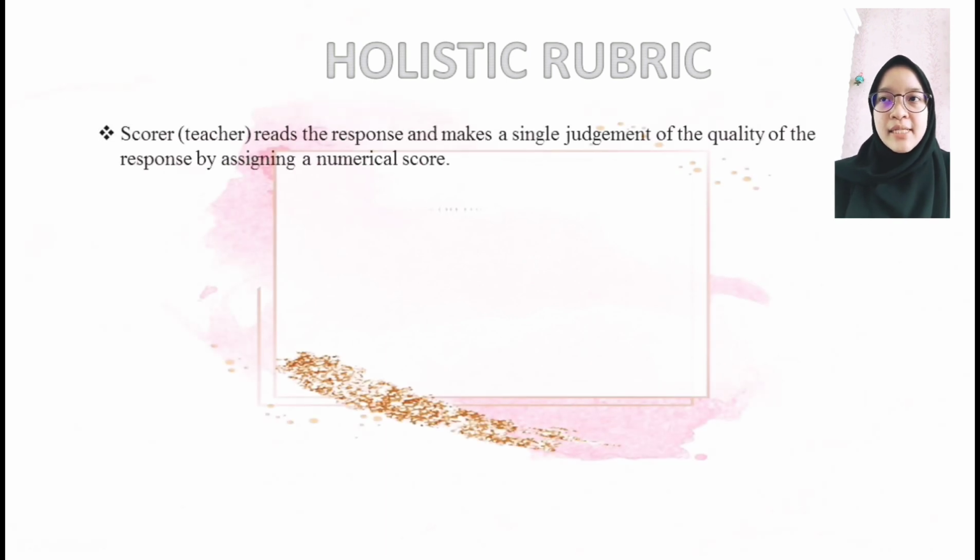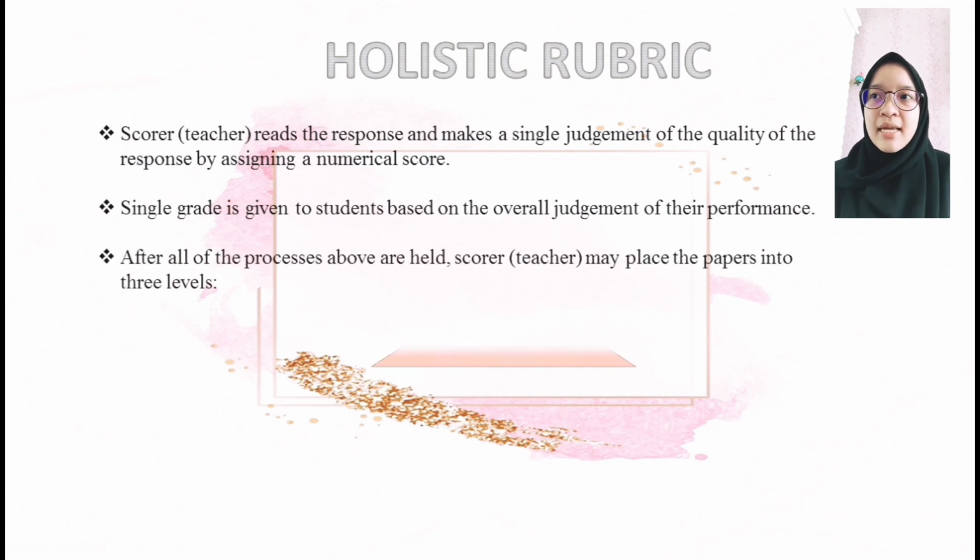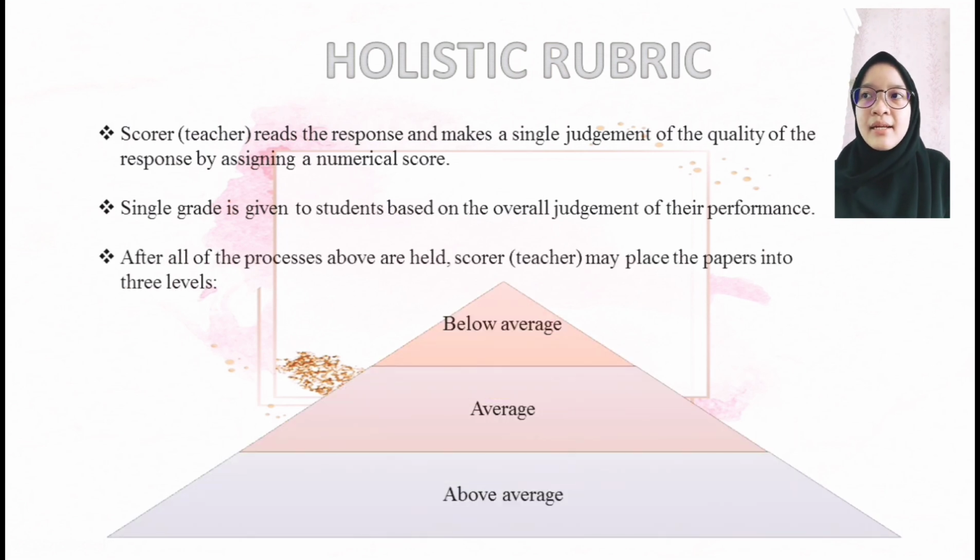So basically, a holistic rubric means that when a scorer, which is the teacher, reads the response, they make a single judgment of the quality of the response by assigning a numerical score. That means when the students have already written the essay on the paper, the teacher will read it and give judgment, and also the teacher will give the score to the students.